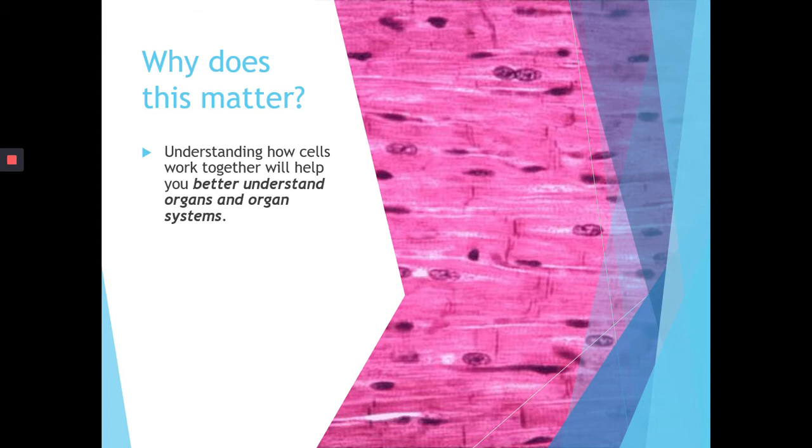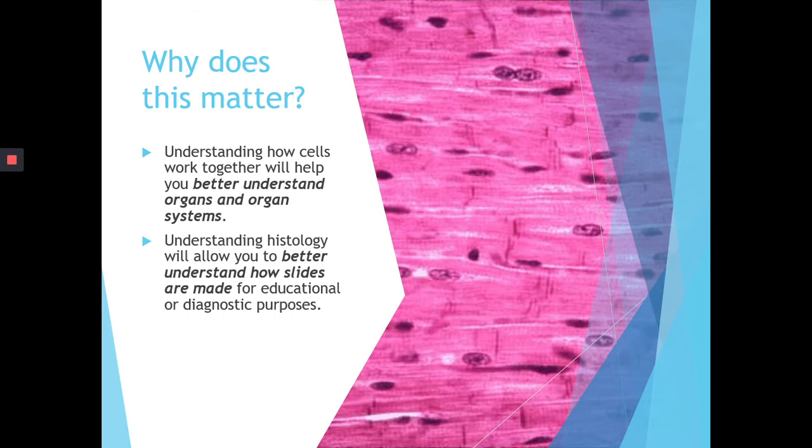As we talk about those structural levels of organization, we have to understand cells to be able to understand tissues, and we have to understand tissues to be able to understand organs and organ systems. So these are steps along the way to make our way to the higher levels of bodily organization. Now, when we talk about understanding histology, we'll be able to better understand how slides are made. We won't be making these, but this will allow you to see some behind the scenes work that goes into it.